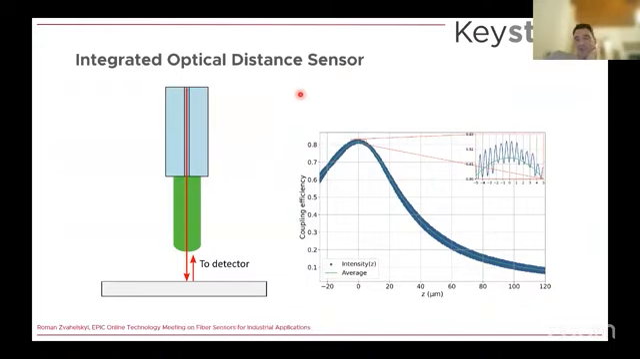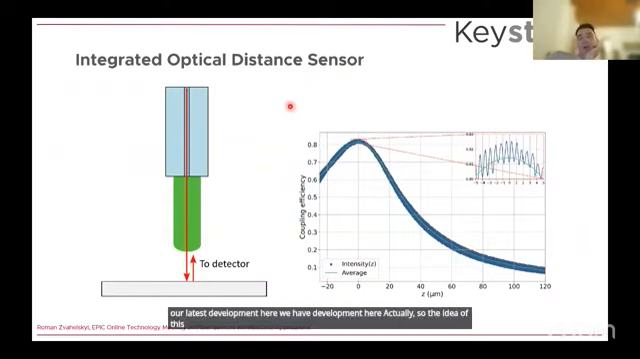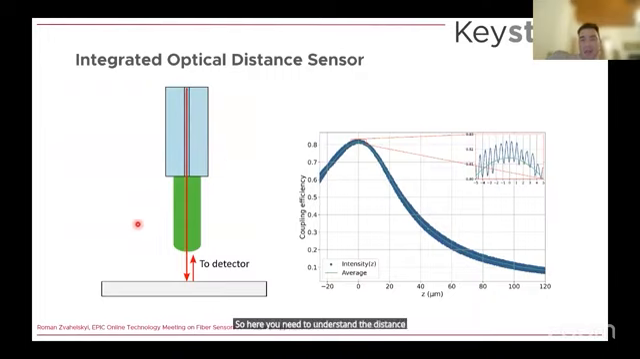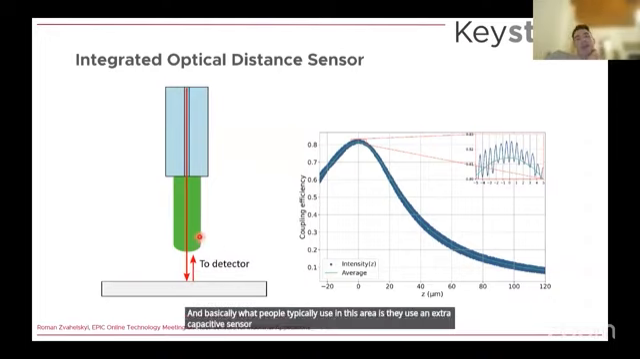The idea of this distance sensor was born when we faced a challenge in wafer level testing. Here you need to understand the distance between the fiber and your chip. Basically, what people typically use in this area is an extra capacitive sensor or additional distance sensing device, which is very difficult to align. It costs money and, yeah, it's simply ineffective. So we decided to build a solution for optical distance sensing.